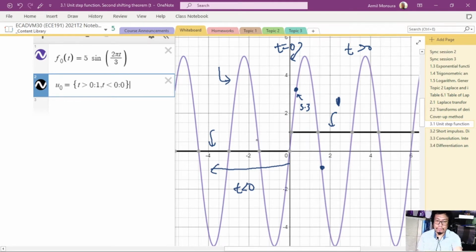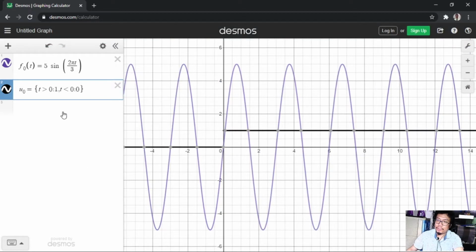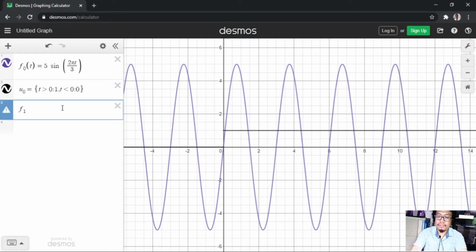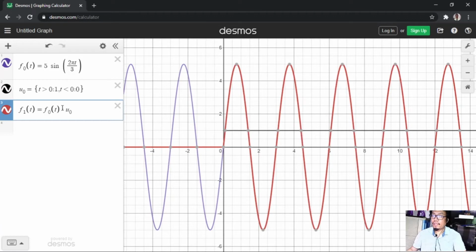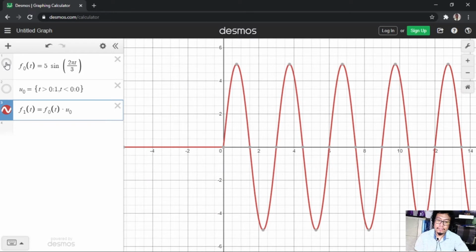So we can see that if we do that operation, let's call it F1, which is the product of F0 of t multiplied by u0, and the red line describes it. If you turn off the other two signals, you would have that as the product f0 times u0. And this would be more interesting if we introduce a delay here.